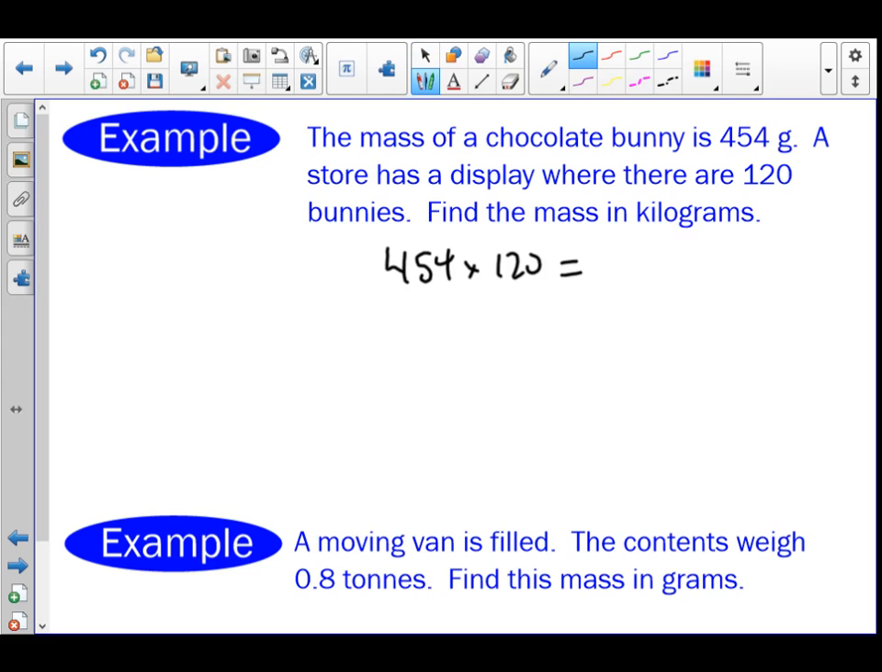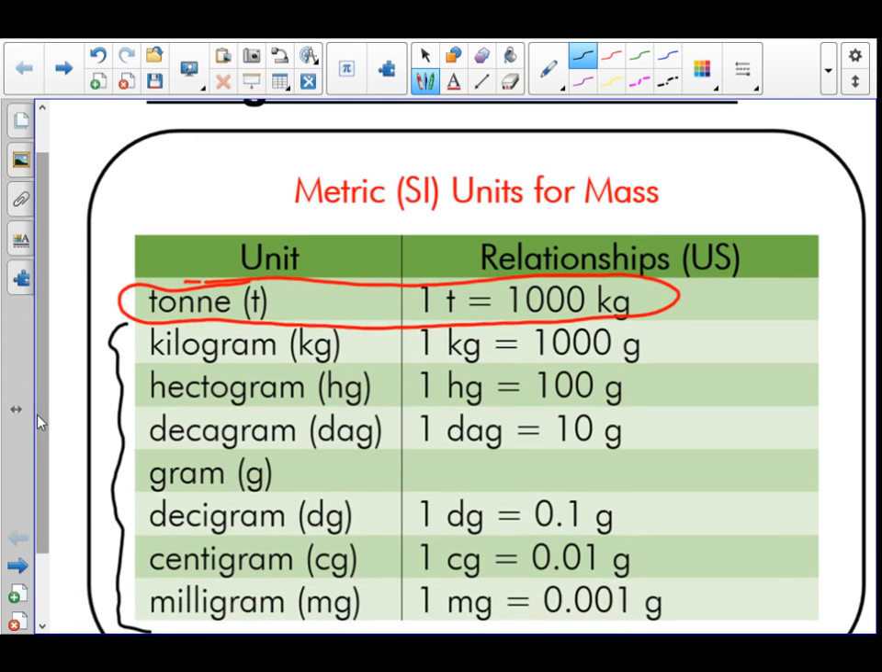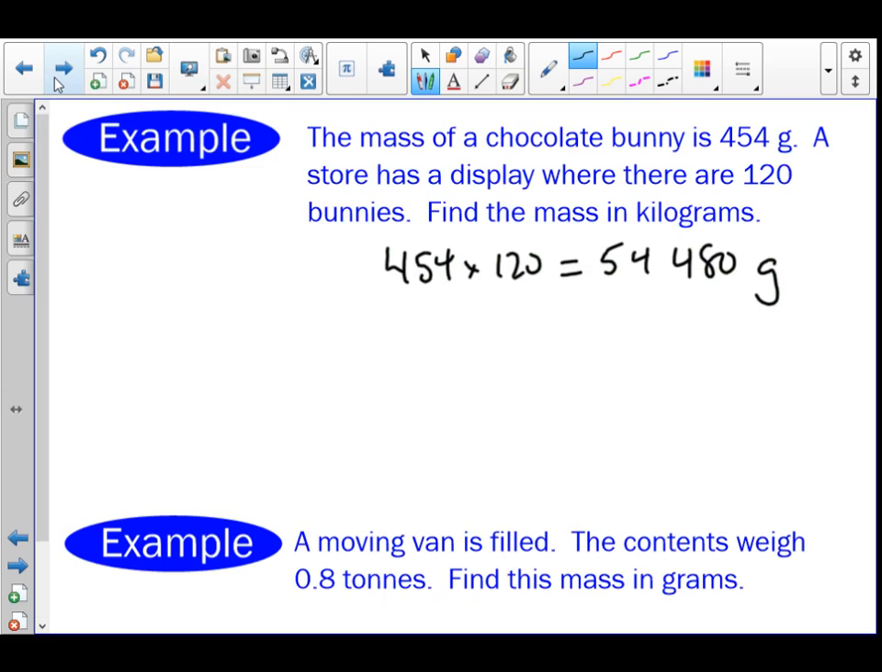It's going to give us 54,480 grams. Now that's grams. We want to go to kilograms. There's no mention of tons here. So if we go from grams to kilograms, we're going up the stairs 3 spots. When you go up, you divide. It's 3 spots, so we're dividing by 1,000.